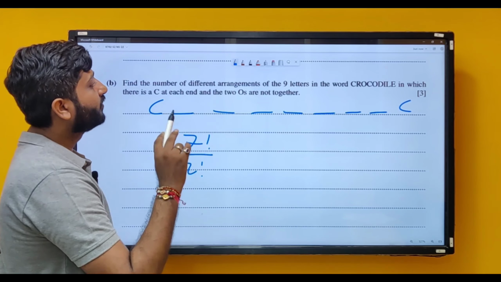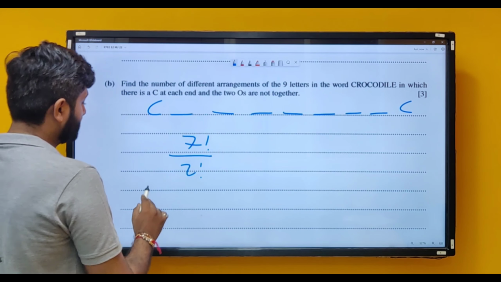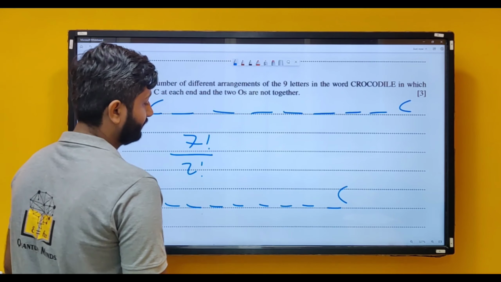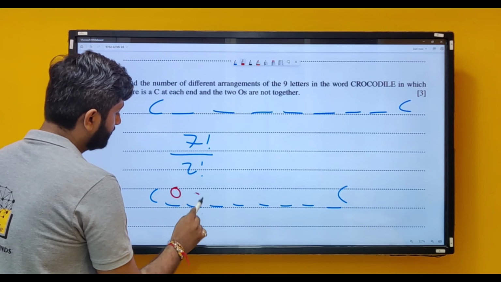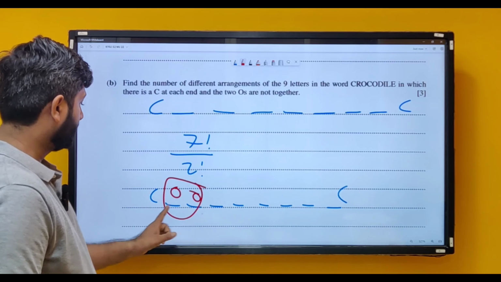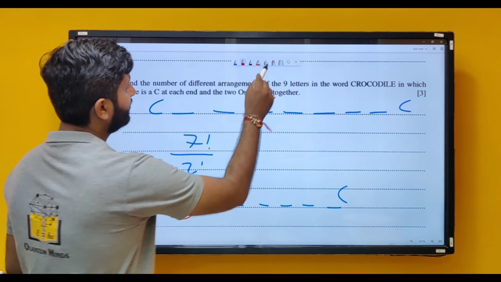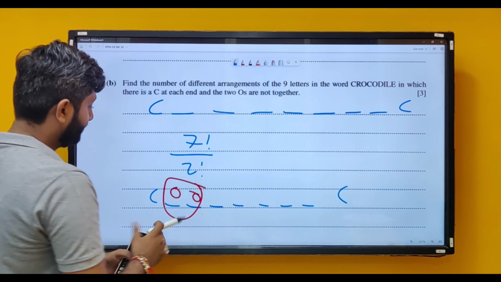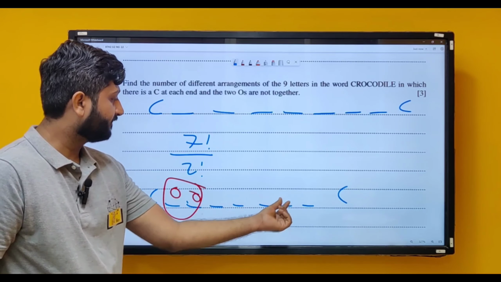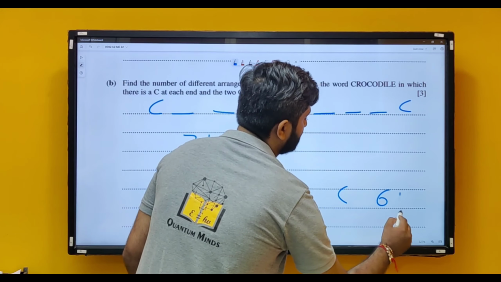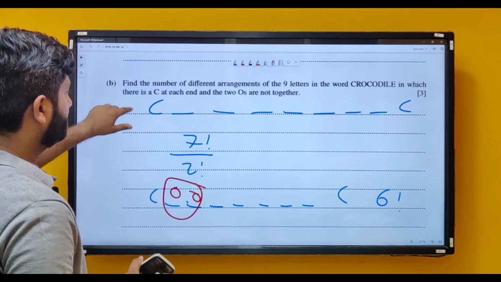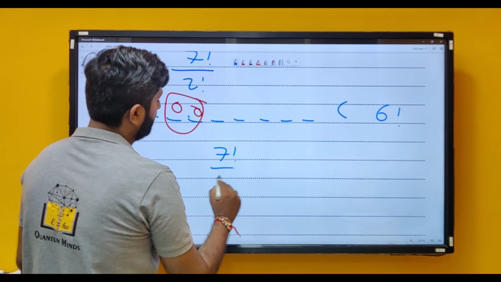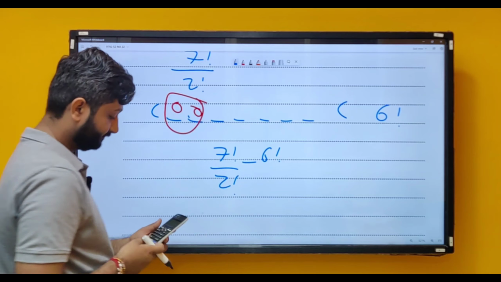Now what do we want? We want the O's to not be together. So what I can do is, let me bring both the O's together. So now this O will act as a single unit. 1, 2, 3, 4, 5, 6, 7 and 8th letter and 9th letter. So now this can be arranged in 6 factorial ways. So the final answer is 7 factorial upon 2 factorial minus 6 factorial.